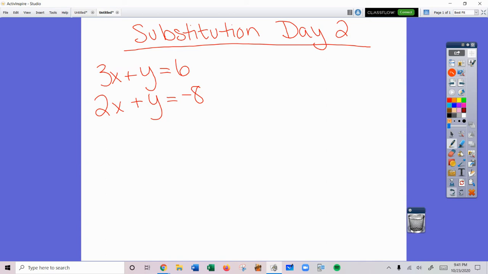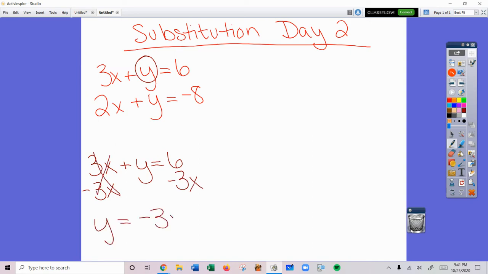So let's just say that we pick this top one. We have y by itself, but it doesn't completely say y equals yet. So we want to solve this for y. To solve this for y, if we have 3x plus y equals 6, and we want to solve it for y, we will subtract 3x from each side. And so now we have y equals negative 3x plus 6.